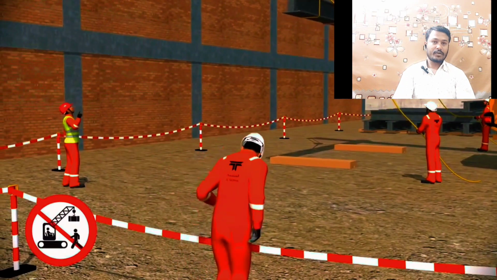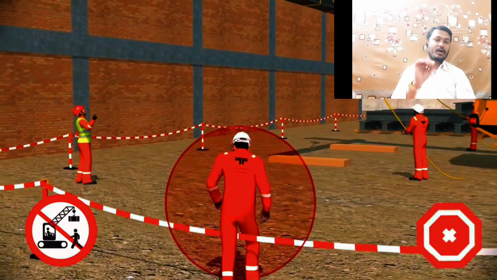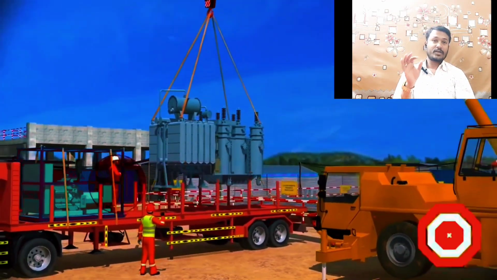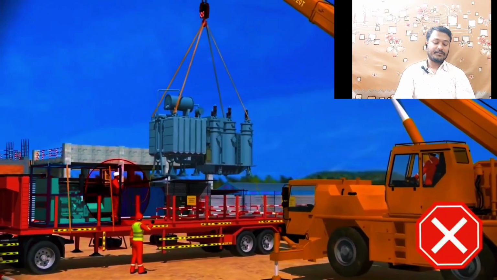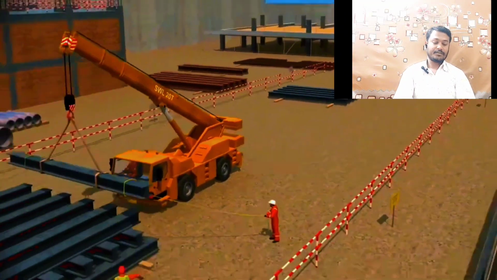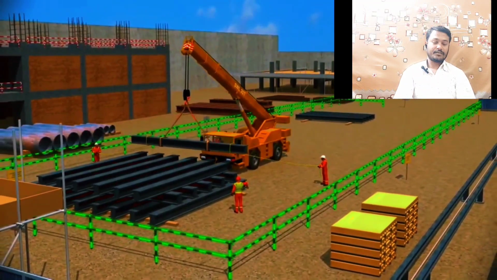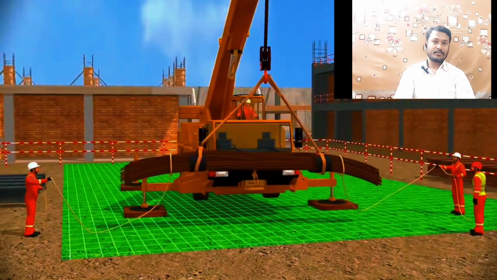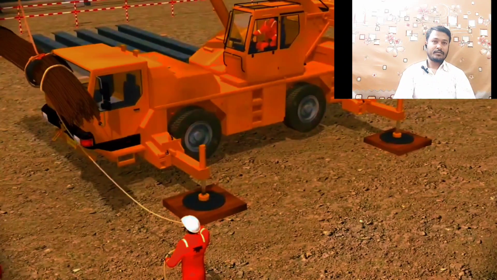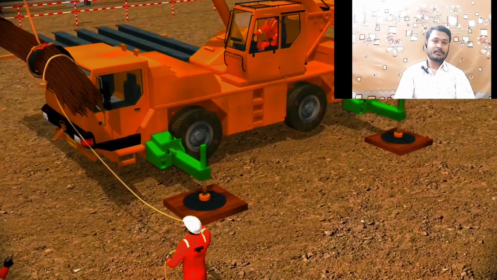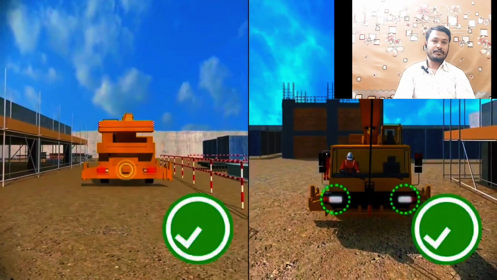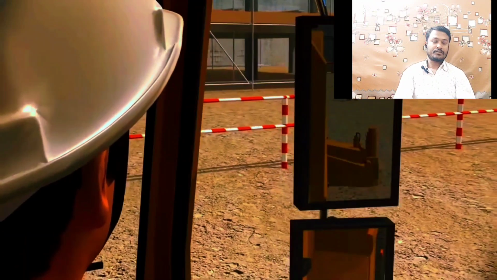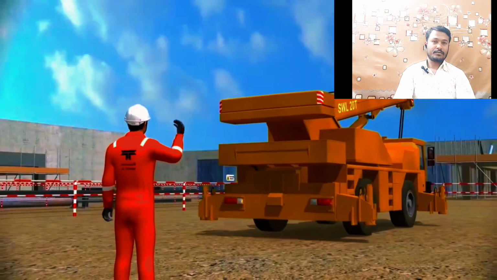No person shall be allowed in the cordoned area other than the banksman and helpers. No person shall be allowed on the trailer and on the crane while loading and offloading. Safety barricading should be secured in the working area around the crane. Land should be even and hard. Outrigger should be fully extended. Lights and sounds of reverse brakes should be in proper working condition. Rear view mirror should be clean and should be in a proper position.